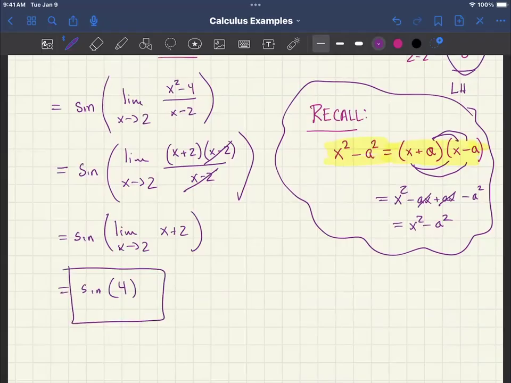And we're just going to leave it at that. It's not exactly pretty, in the sense that it's not going to be a whole number, I should say. It's pretty enough as it is. But we're used to seeing whole numbers. Sometimes that doesn't happen. And sine of 4 is a valid solution.